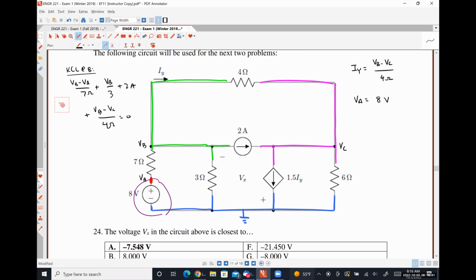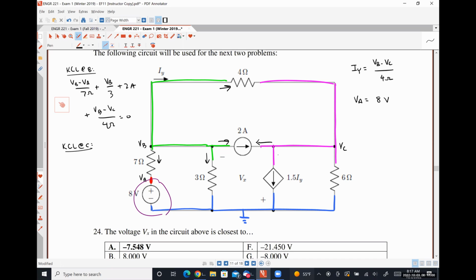Is equal to 0, just double checking here. I counted 1, 2, 3, 4 currents leaving node B, and my equation has 4 terms, so everything is accounted for. Now we could do KCL at C.